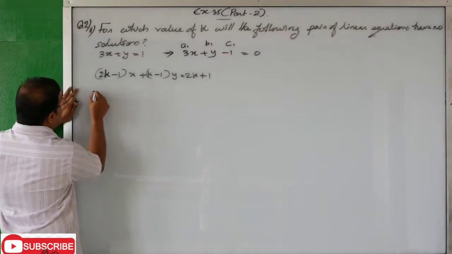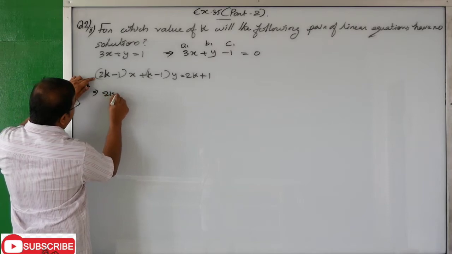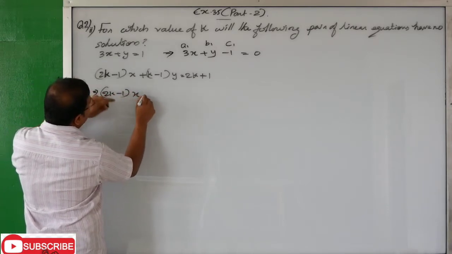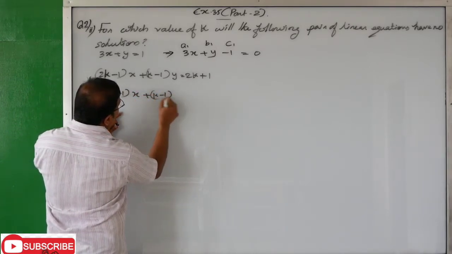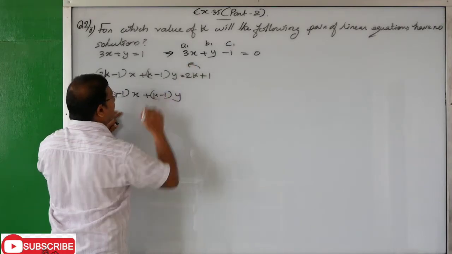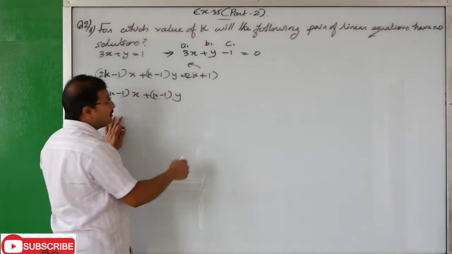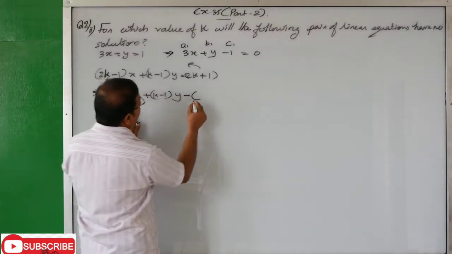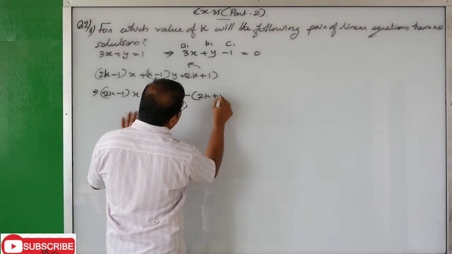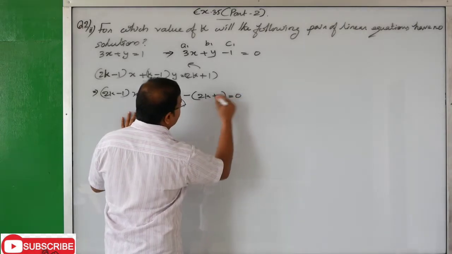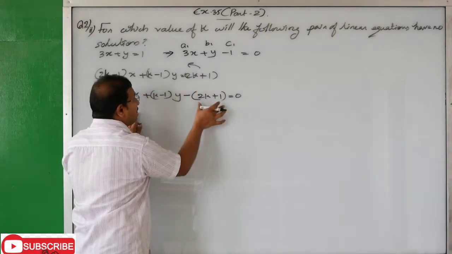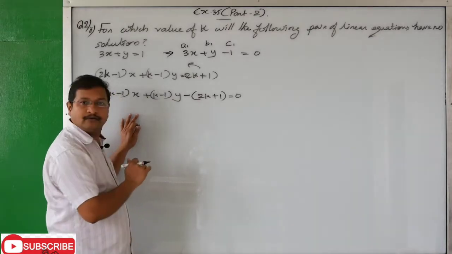Ready? Here what will happen in this equation? (2k minus 1) into x plus (k minus 1) into y, and this part will carry to the next side. These two together will carry to the next side. Then minus of, what will you write? 2k plus 1 equal to 0. The entire term I am keeping in a bracket, so minus will be outside, equal to 0.